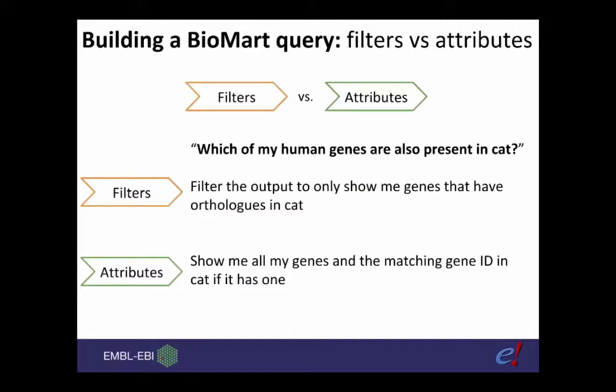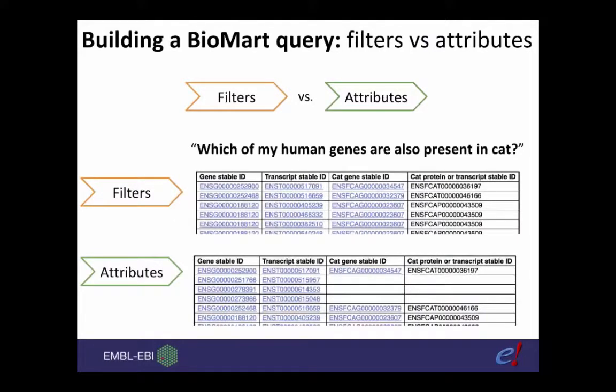So the difference would be in the first one that we would reduce the data set that we're looking at to only those which have cat orthologs. Whereas with the attributes, we would have empty rows in our table where we've still defined our genes and just happen to tell us if they have an ortholog in cat.